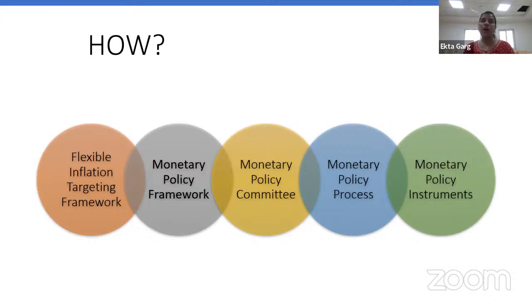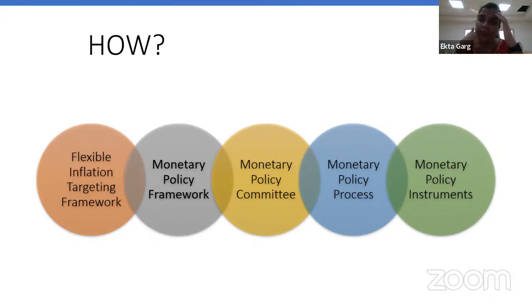So how does RBI ensure that it is able to maintain price stability? We have the flexible inflation targeting framework, then the monetary policy framework, the monetary policy committee, then the monetary policy process and monetary policy instruments. We will see them one by one in detail.